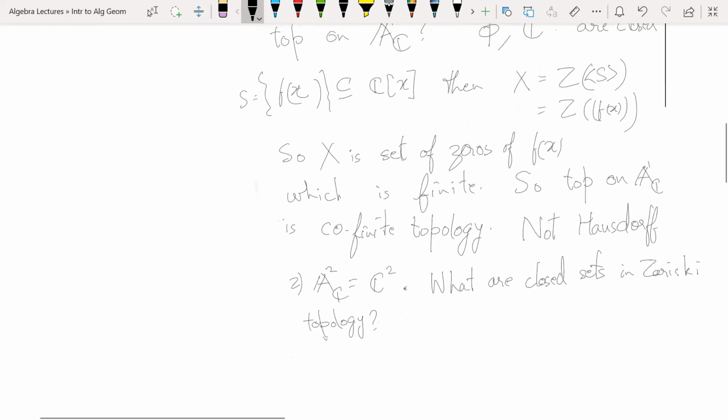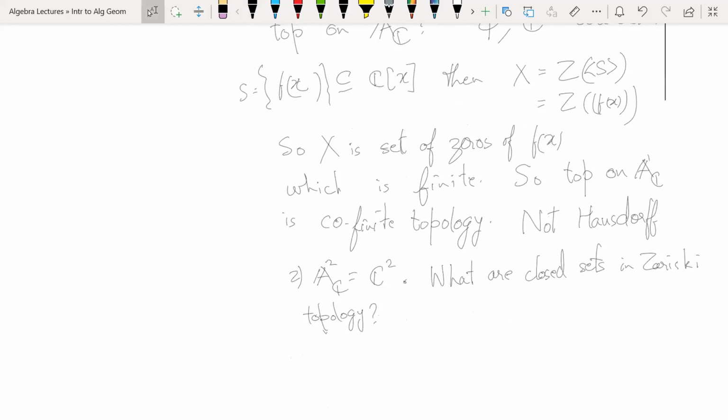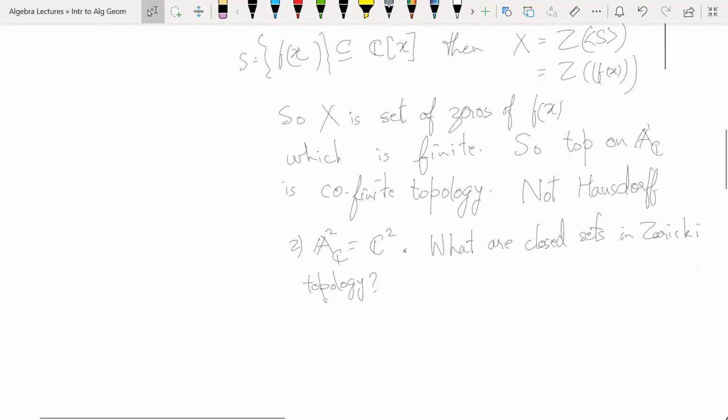Let's try to figure out what the closed sets are. What are examples of closed sets in A2C? Again, algebraic sets. So what kind of algebraic sets can we get in C2?